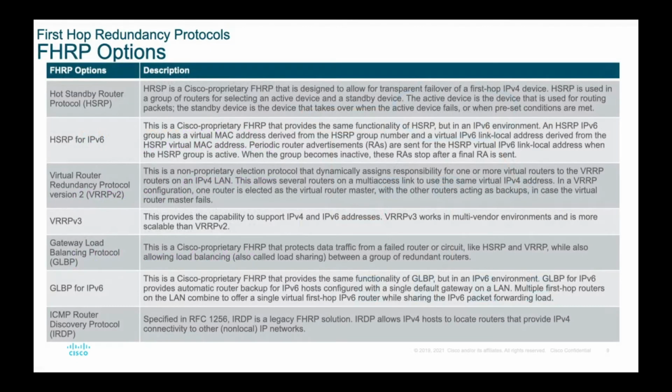For First Hop Redundancy Protocol in general, there are many implementations. First, we have Hot Standby Router Protocol, provided by Cisco. This protocol can only be used inside Cisco routers. So if we are using two Cisco routers, we can use Hot Standby Router Protocol. But if router 1 is a Cisco, and the other router is from another vendor, we can use an open standard like VRRP version 2 or VRRP version 3.